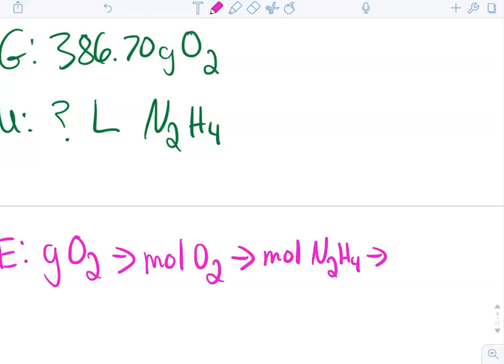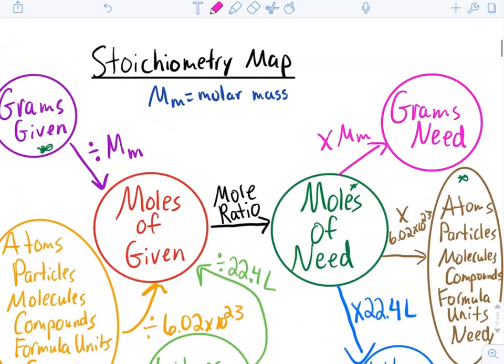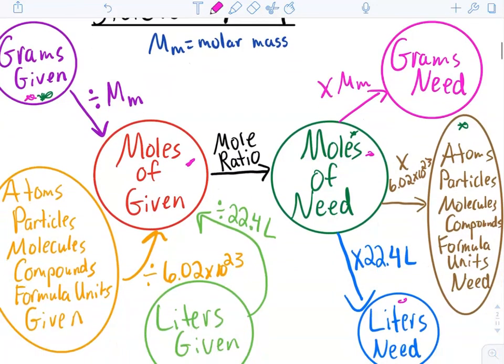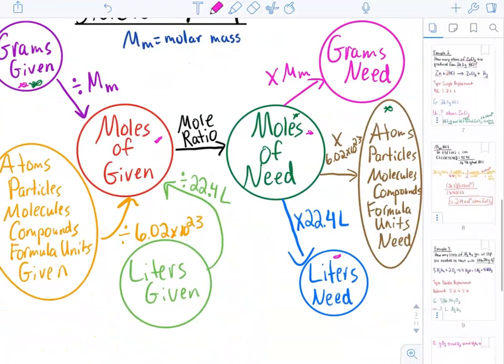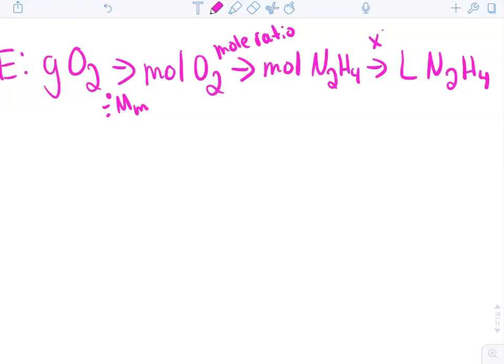And then from there, if I go back to my chart, I went from my grams of given, to moles of need. Now we're going to go to liters of need, which in this case is going to be liters of N2H4. So here we divide by the molar mass, then use our mole ratio, and then here we multiply by 22.4. So then we have our setup.